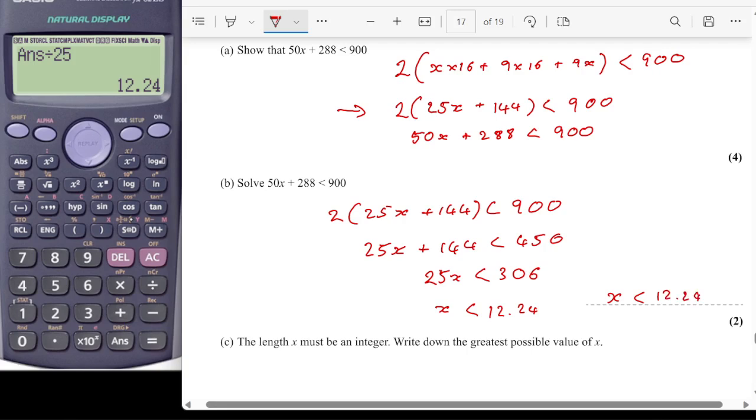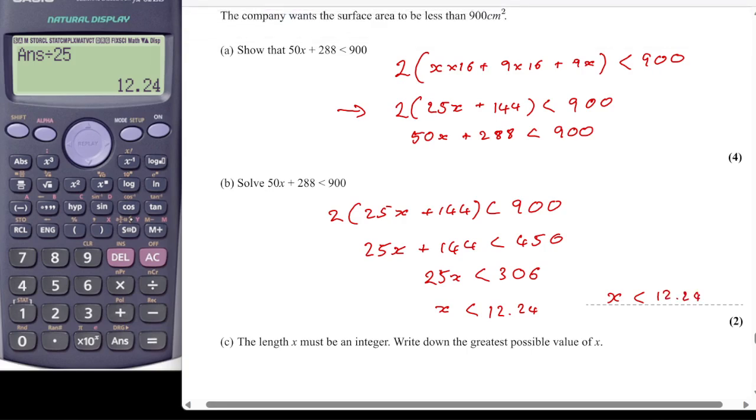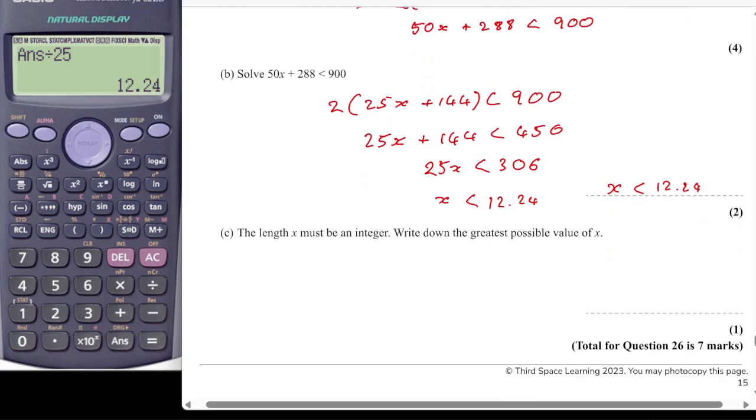So x has to be less than 12.24. Part C, the length x must be an integer. Write down the greatest possible value for x. Well, I'm after the greatest integer that's less than 12.24, so that would be 12.